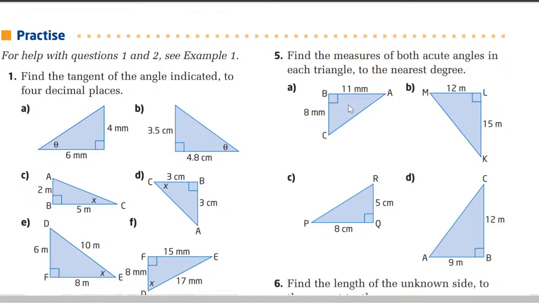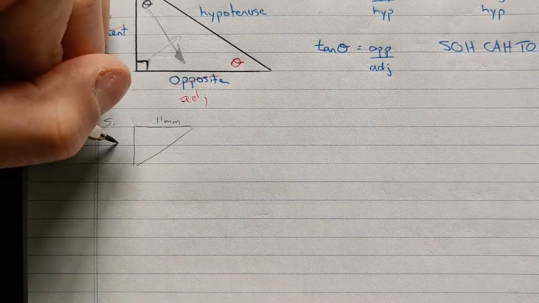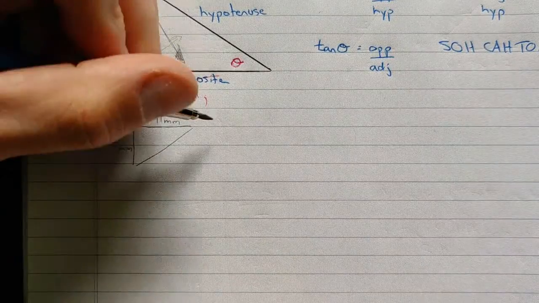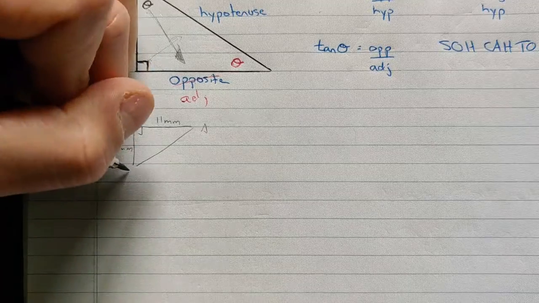We have to pick which angle we want to work with. I'm going to draw a little diagram of that in my notes here. So we have a triangle with sides 11 millimeters and 8 millimeters, and the vertices are A, B, C, like that.